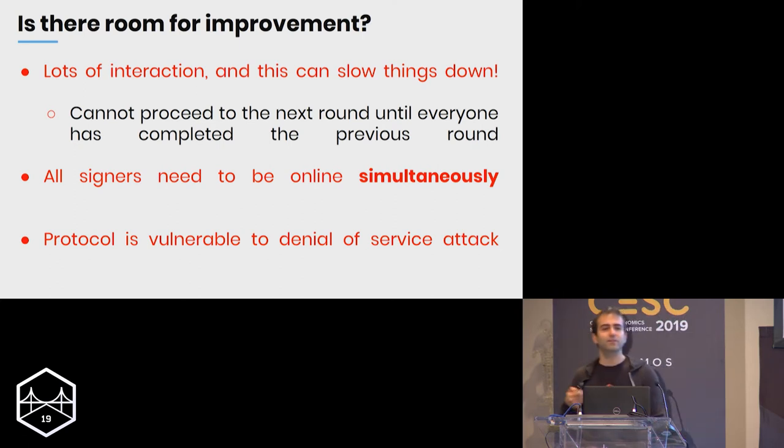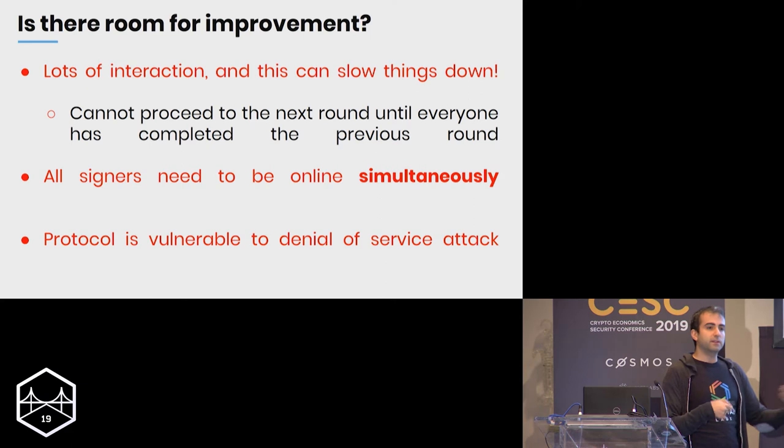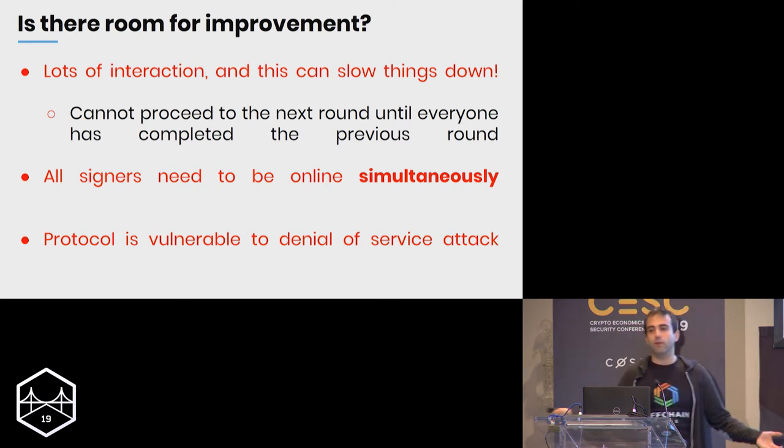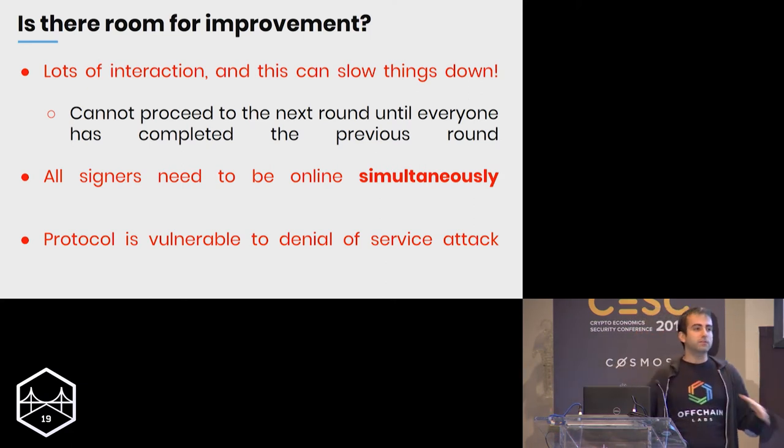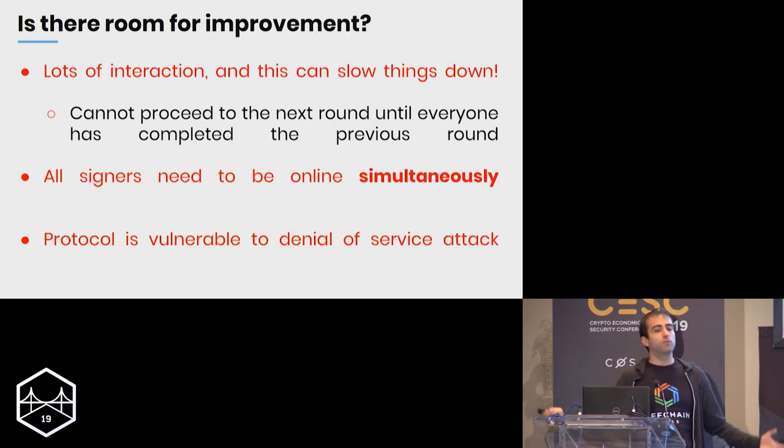Number one is there's lots of interaction in this protocol. Remember I showed you there were these nine rounds of interaction where everyone has to go back and forth and talk to each other. And this is problematic for two reasons. First of all, it just takes a while to coordinate, because I can't go ahead and do mine. If it was just me sending nine messages, that would be fine. But I have to wait for everyone else. And then I have to wait for everyone else.